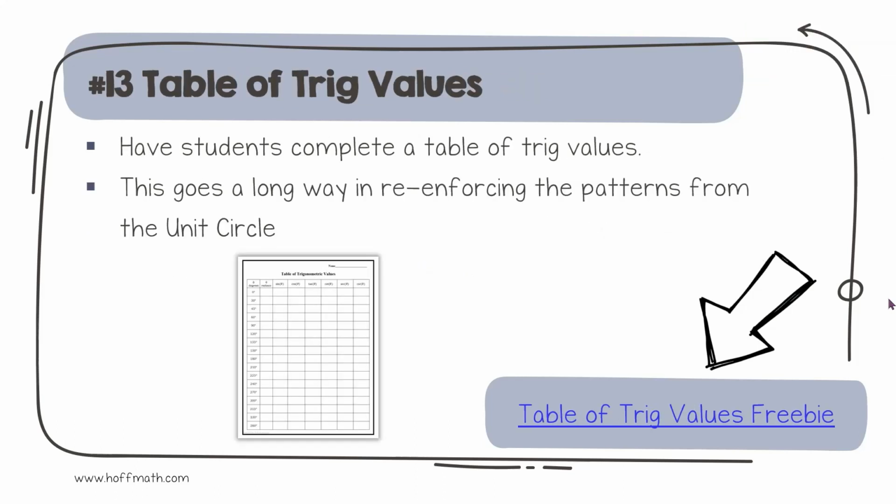Number 13, table of trig values. Have your students complete a table of trig values, because this goes a real long way in reinforcing the patterns that happen in the unit circle. For example, seeing how many angles have a secant or a cosecant that is 2 or -2 or 2√3 over 3 or things like that.